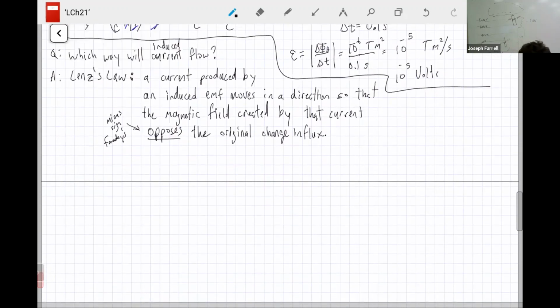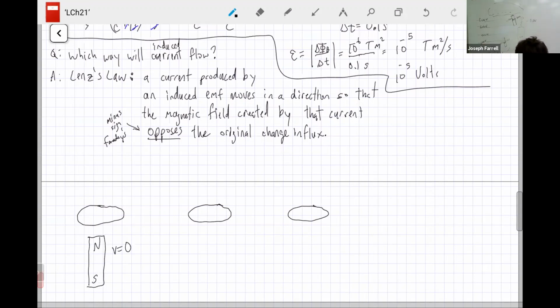So let's say I have a coil like this. I'll do a couple of different situations. Let's say I have a bar magnet, north, south. And first off, let's just say, what if the velocity is 0? If it's sitting there, then there's still magnetic flux, lots of flux going through this loop, but the current is 0 because there's no change. You've got to have change.